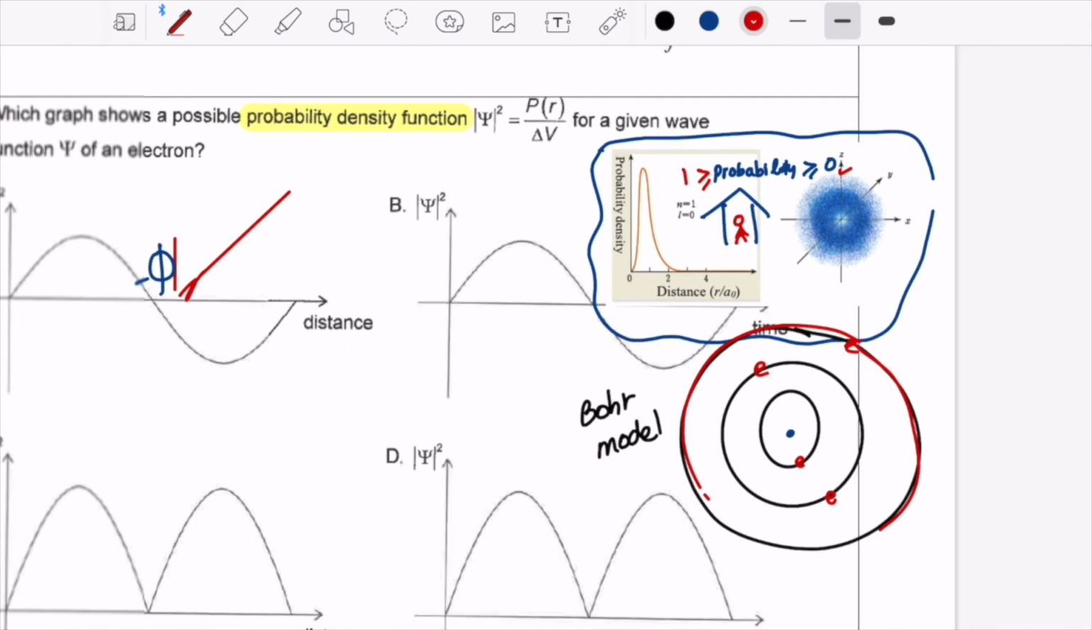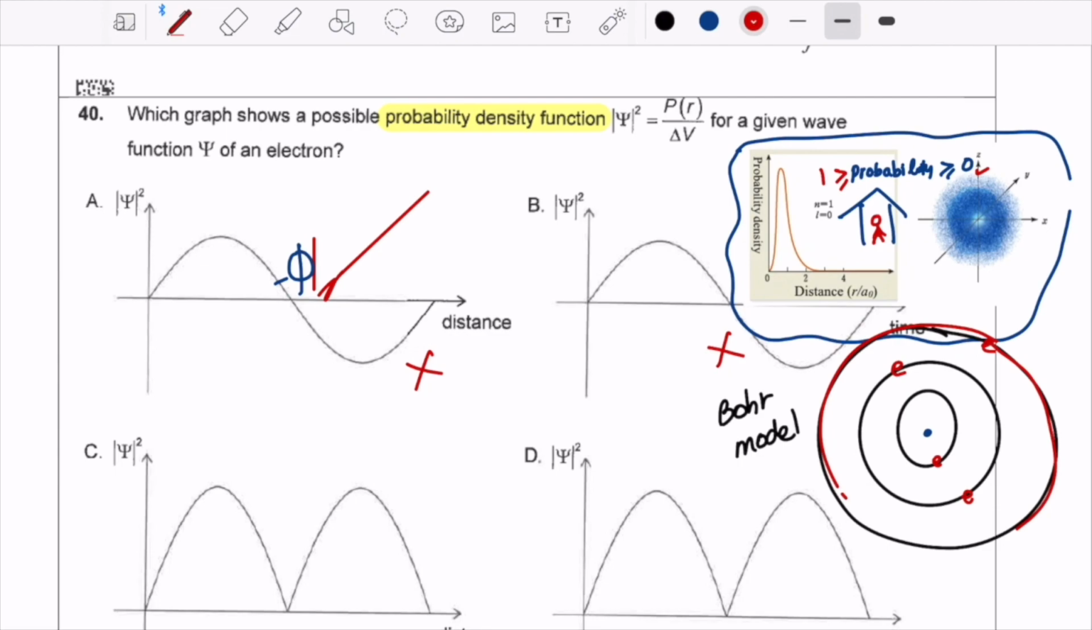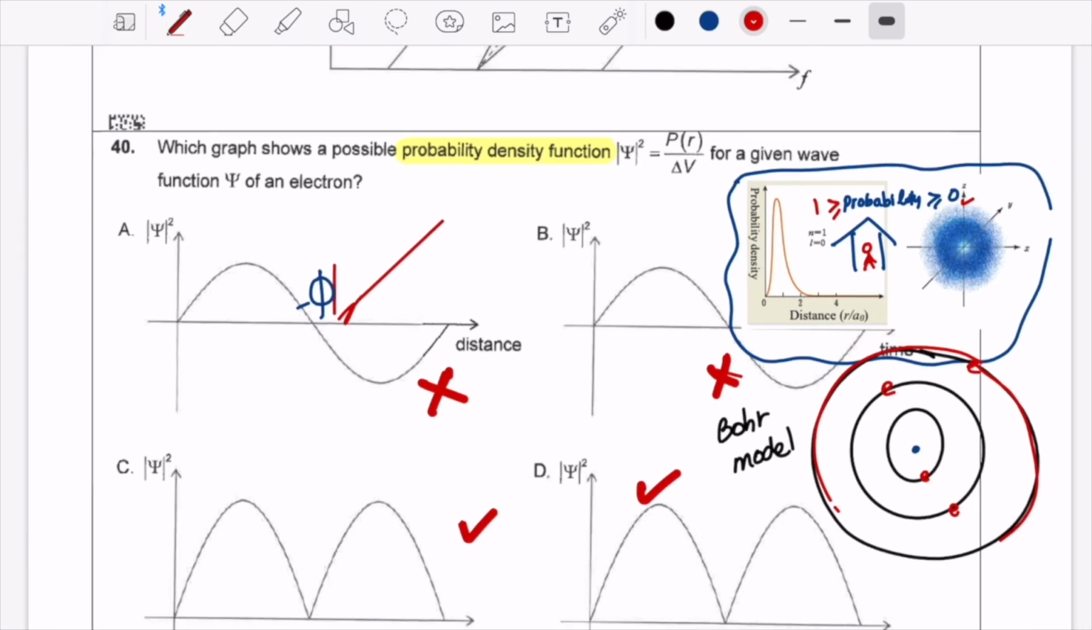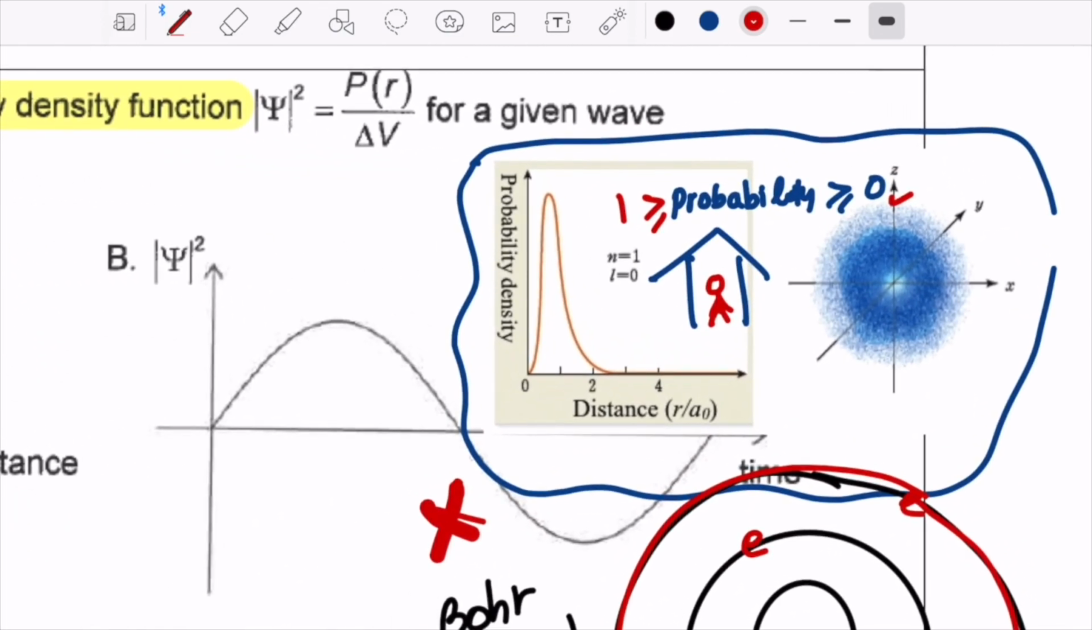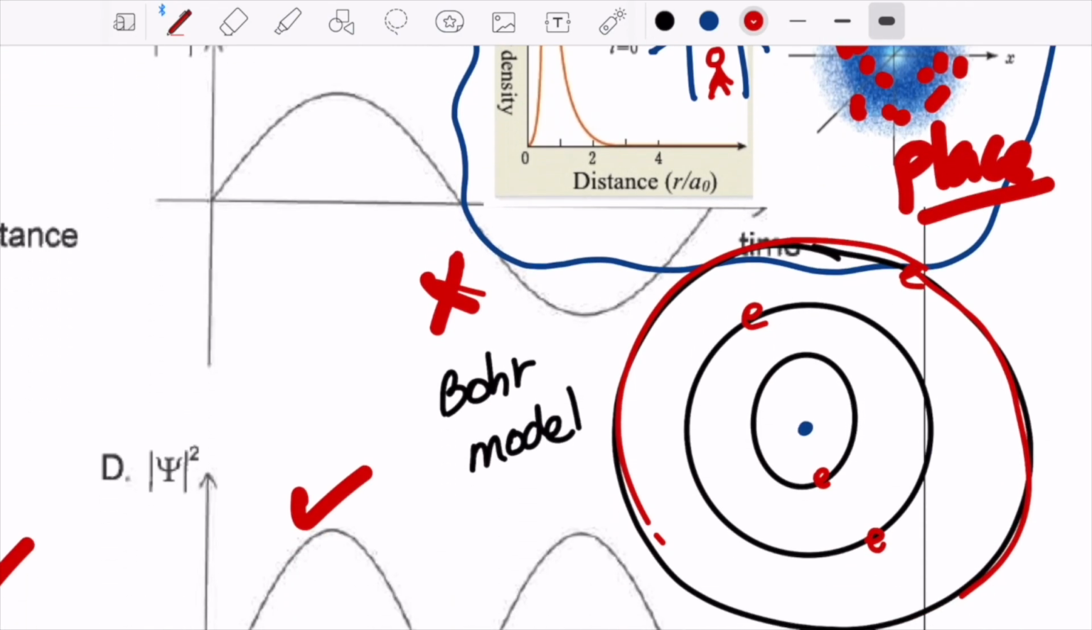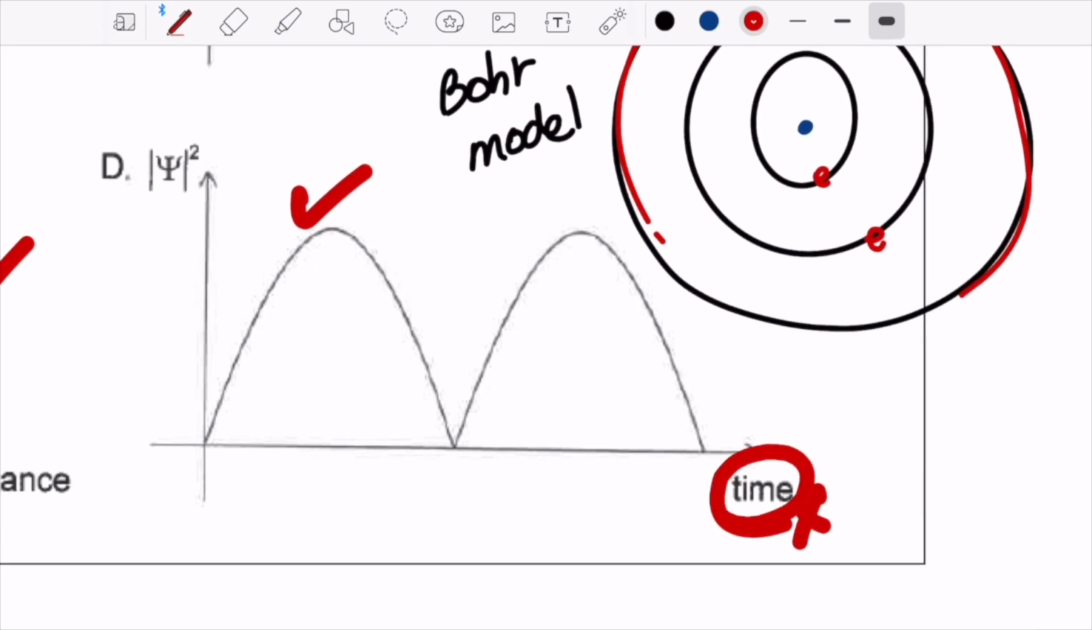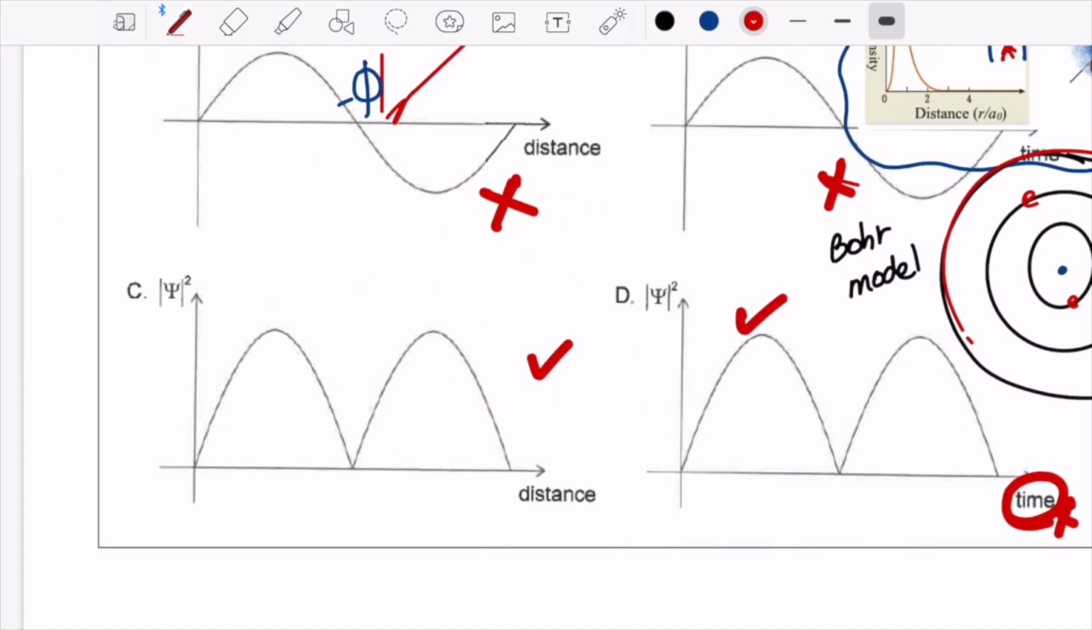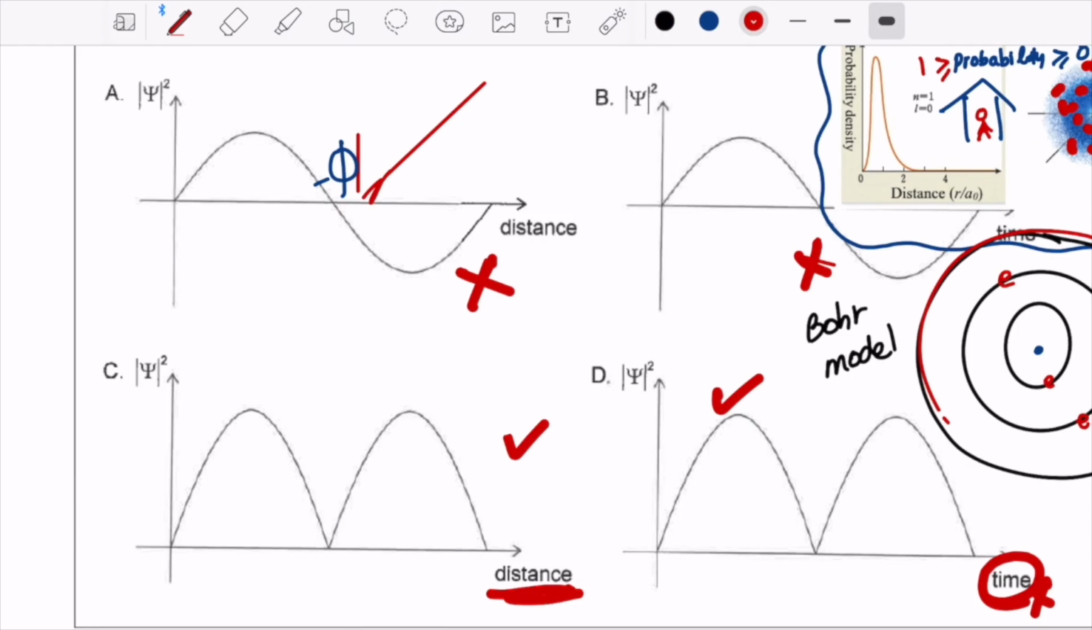So let's look at answers A and B. Of course they predict negative probability, which is impossible, so the answer has to be C or D. Second thing is, I told you probability is about the electron being in different places. Place means it is about position, not about time. See, the probability density function is about the chance of the electron being there, with distance or position. So the answer has to be C.